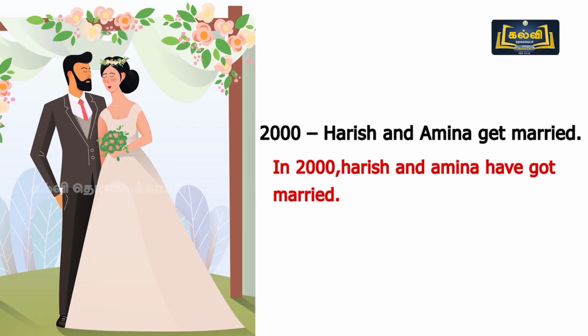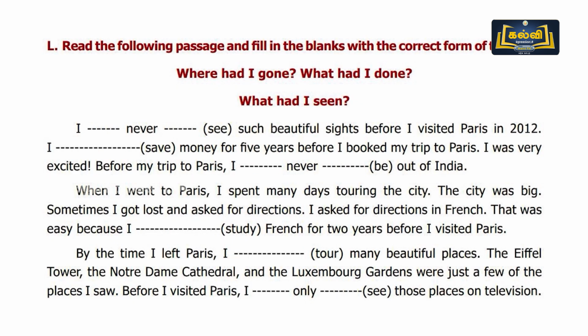Whereas in the sixth sentence, in 2000, Harish and Amina have got married. Here, Harish is a separate noun and Amina is the next one. So here two nouns are represented. Whilst, instead of has, you are using the auxiliary verb have. I hope it is clear for you children. Now, we shall move to the next passage.